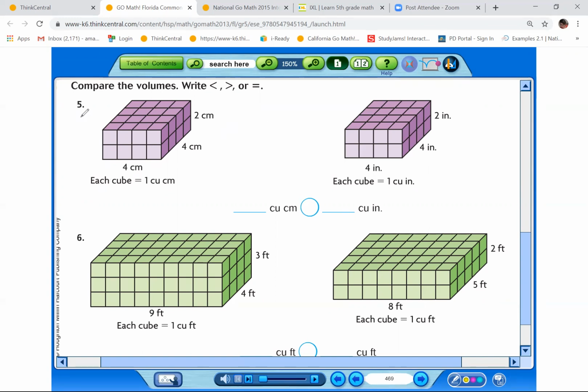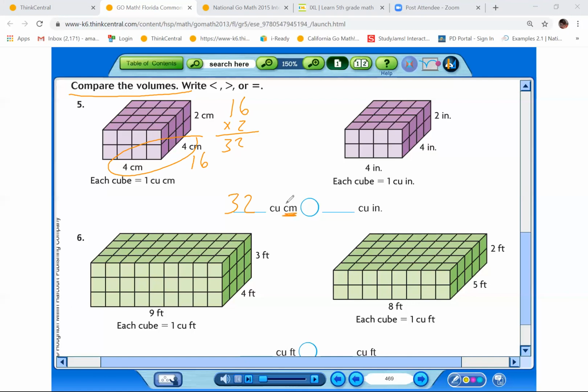All right, let's look at number 5. Again, we are finding the volume and then we are comparing those volumes. So let me find the volume here. 4 times 4 is 16. My base is 16. And 16 times 2 is 32. So it's, let's get rid of that one, get rid of that too. There we go. 32 cubic centimeters.